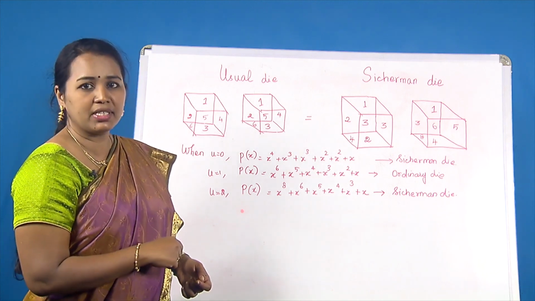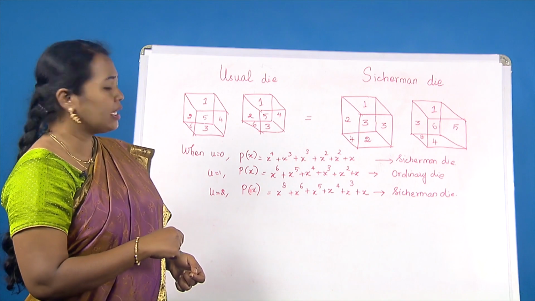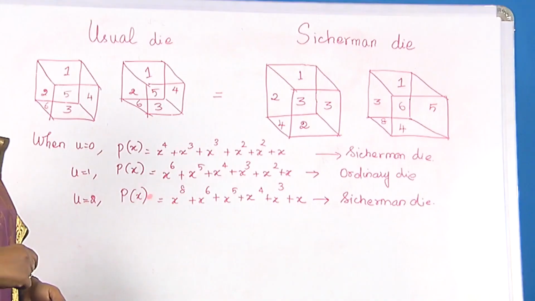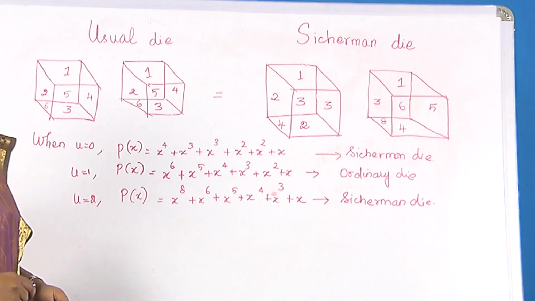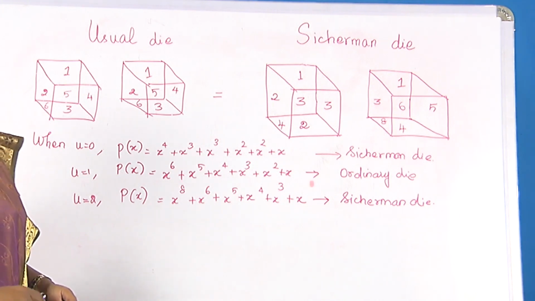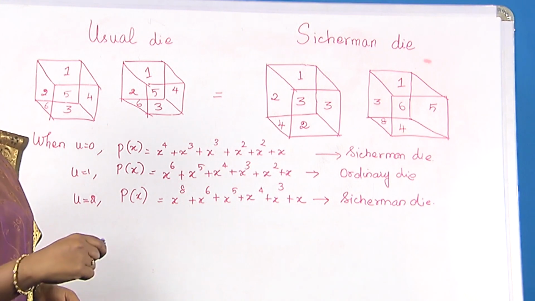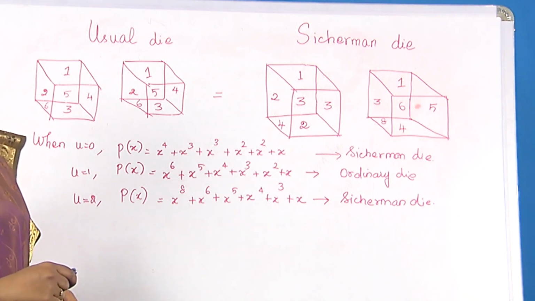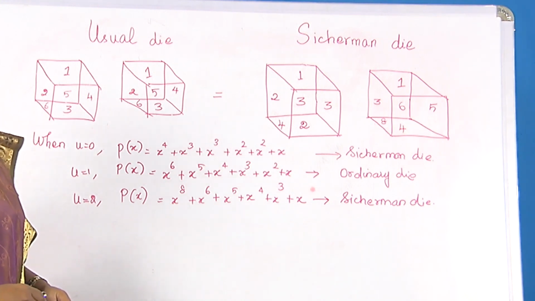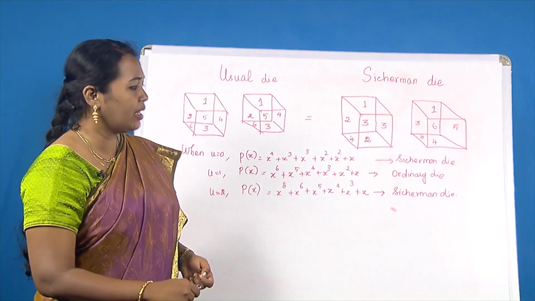The last possibility is u is equal to 2. Here p of x will have the values x power 8 plus x power 6 plus x power 5 plus x power 4 plus x power 3 plus x power 1. Again they are these values 8, 6, 5, 4, 3 and 1. Once again we get the Sicherman die.